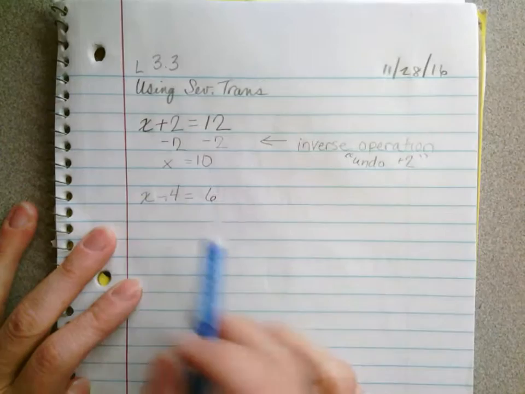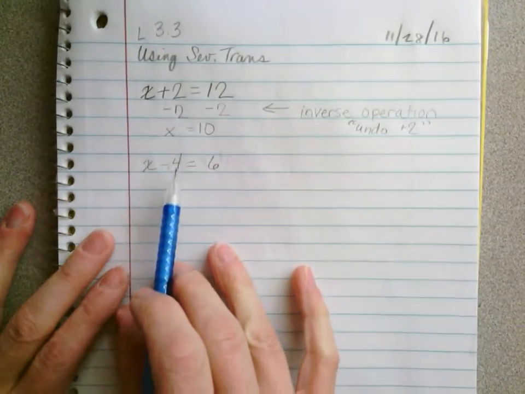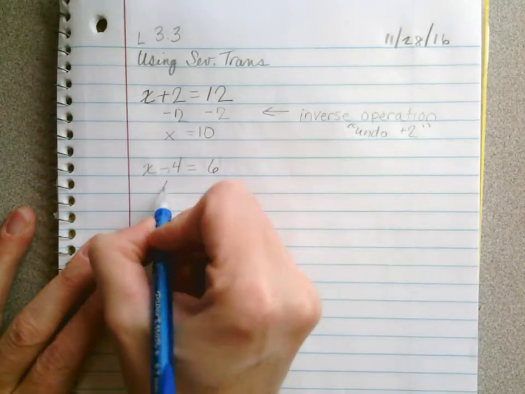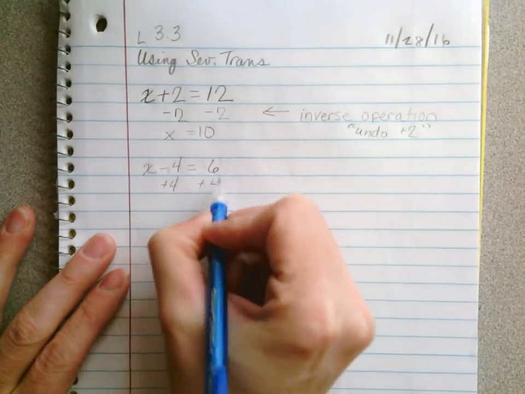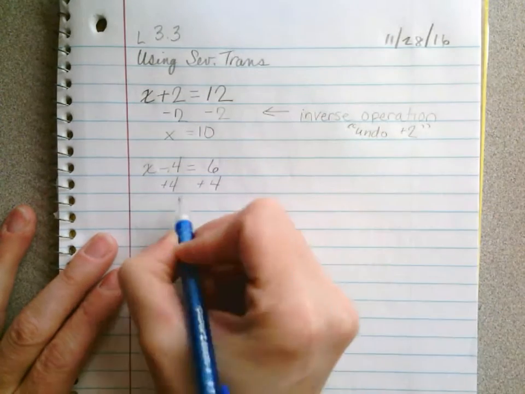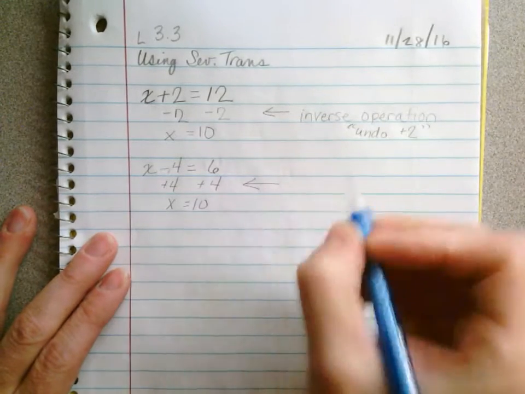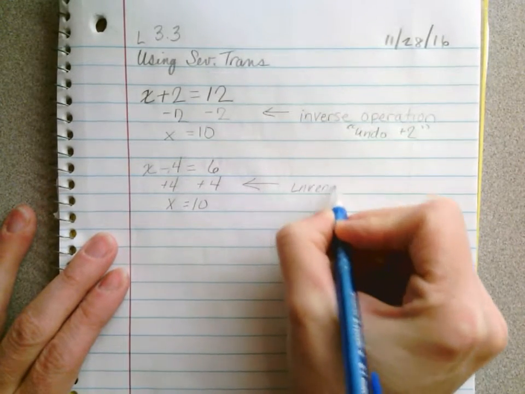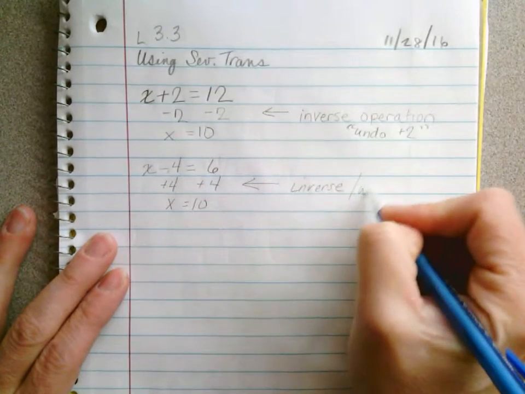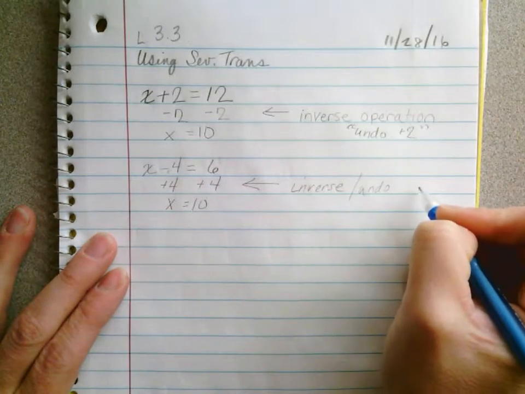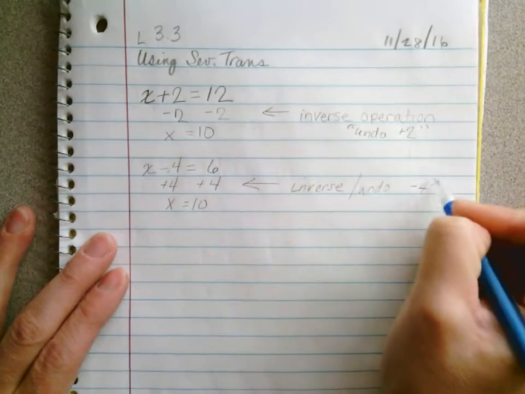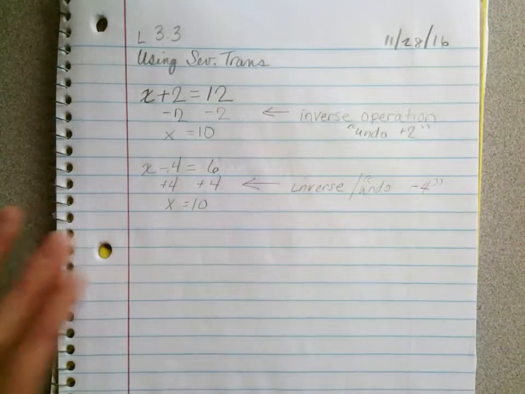What are we going to do? Well, the inverse of the subtracting 4 is what, guys? Yep. And in doing so, we end up with our answer. This here is the inverse, and it undoes the subtraction of 4. All right.